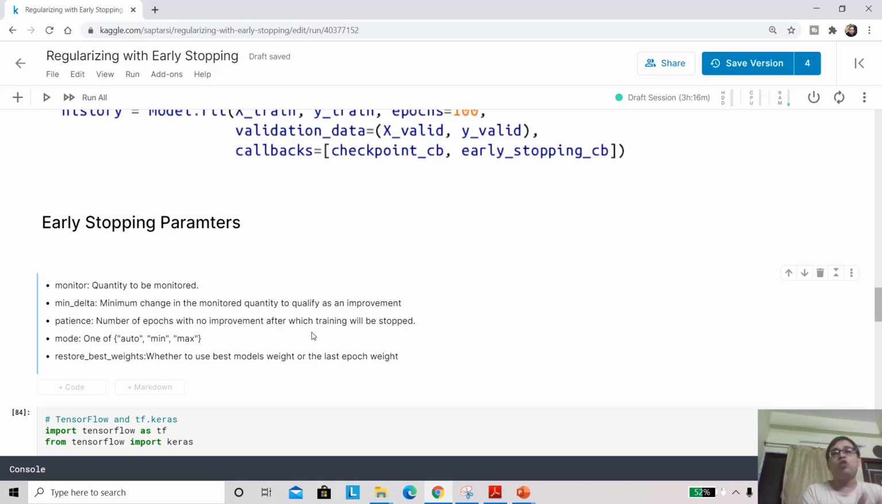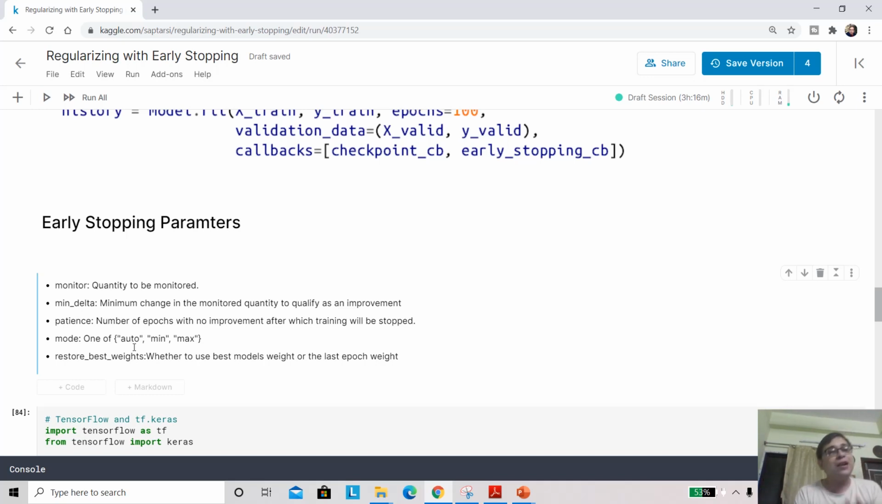Mode is auto, min, and max. So this depends on what kind of parameter it is. So min is where it will try to see that the value is going down. So RMSE, we saw that it was going down from epoch to epoch. If you are looking at accuracy, it will go up from one epoch to another epoch, so you will use max. And the best is auto. So it can look at different runs and understand whether it is min or max based on which direction it is initially going monotonically.